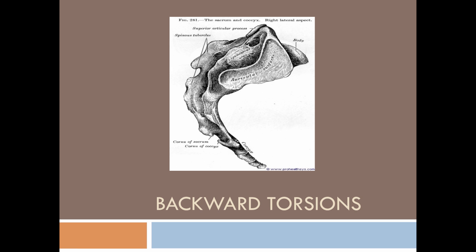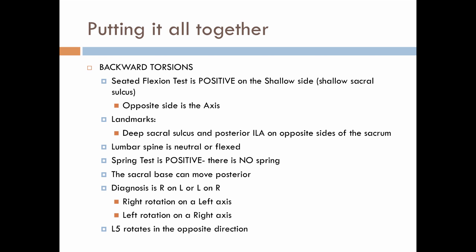Now, let's look at backward torsions. So here, again, the seated flexion test is positive on the dysfunctional side, but this time that's going to be shallow rather than deep. Again, the oblique axis will be opposite the seated flexion.